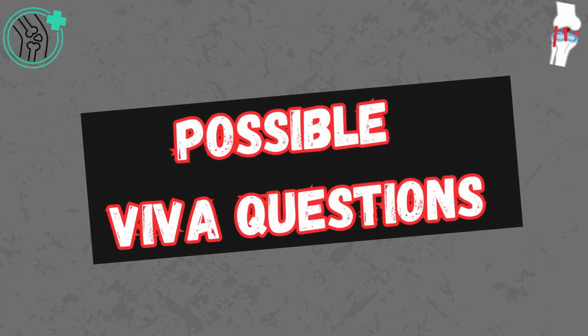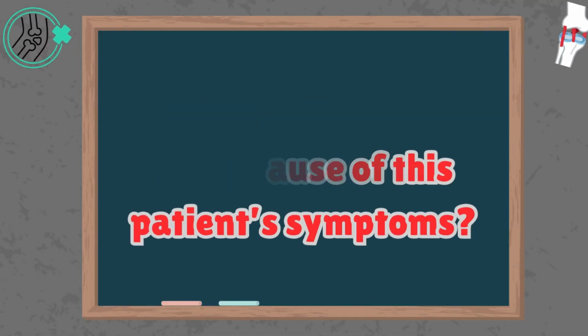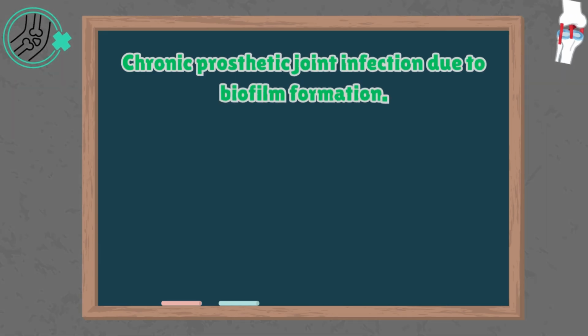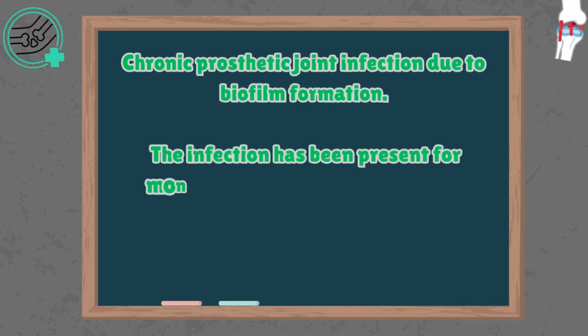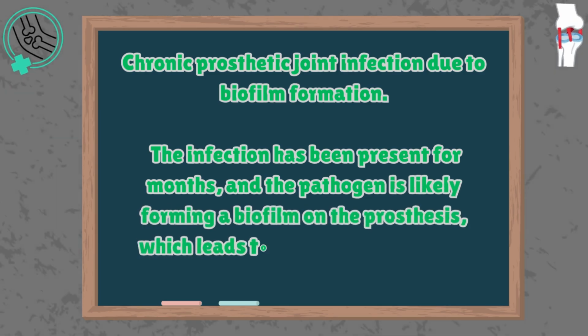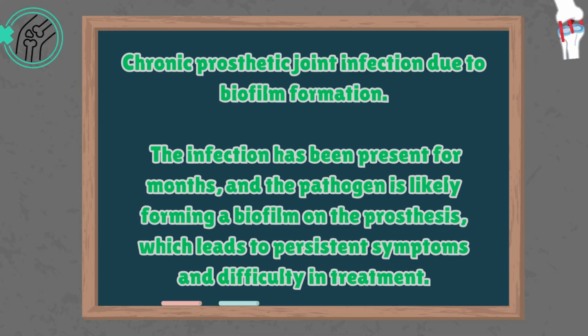Possible VIVA questions. What is the most likely cause of this patient's symptoms? The answer is chronic prosthetic joint infection due to biofilm formation. The infection has been present for months, and the pathogen is likely forming a biofilm on the prosthesis, which leads to persistent symptoms and difficulty in treatment.